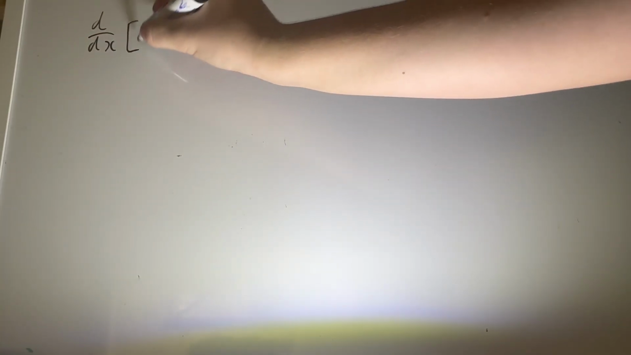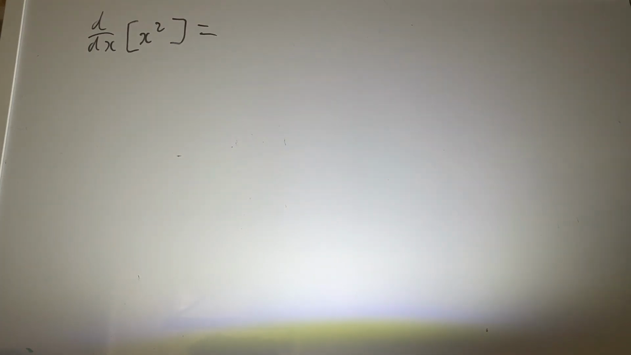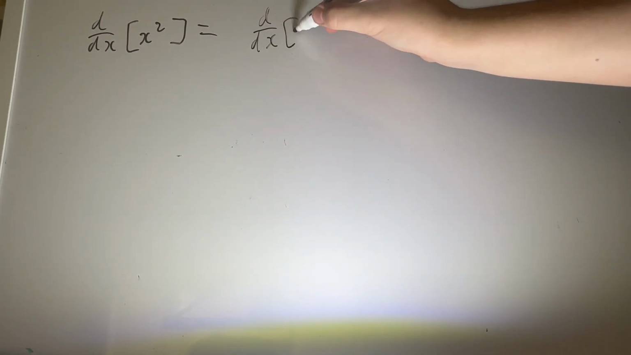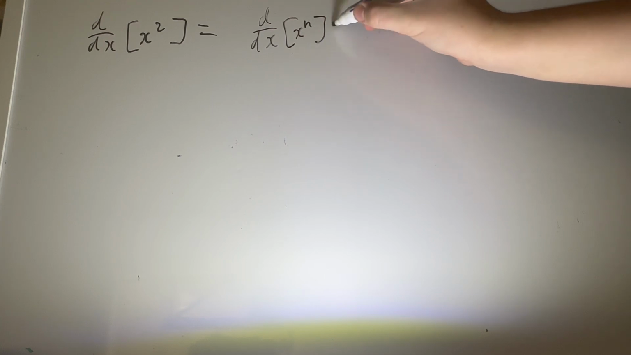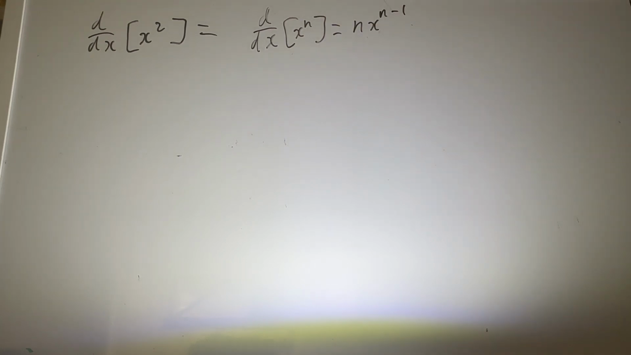Let's say we have the derivative of x squared. I would agree here that lots of people would use the power rule. So, why does the power rule work? Well, the power rule states that the derivative of x to the power of n is equal to n times x to the power of n minus 1.